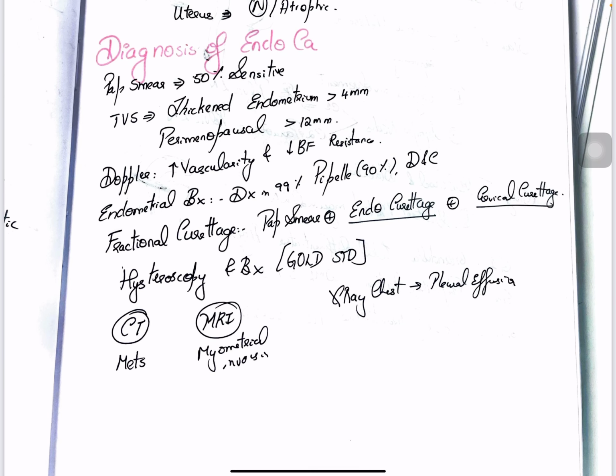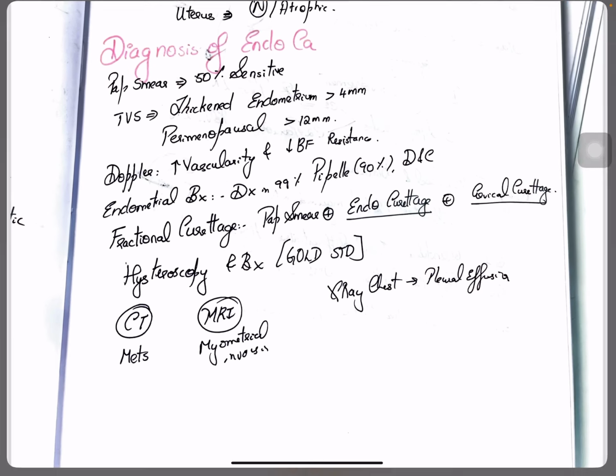Diagnosis, most important: Pap smear. Endometrial biopsy is very sensitive, using Pipelle, DNC or fractional curettage. Fractional curettage is endocervical curettage and endometrial curettage. Then we have transvaginal sonography, wherein if the endometrium is more than 4 mm in a postmenopausal lady, or more than 12 in a perimenopausal lady, we should suspect endometrial carcinoma and immediately do endometrial biopsy. In Doppler, we have increased flow, and the gold standard is hysteroscopy with biopsy. Other than this, we have CT for metastasis and MRI for checking myometrial invasion.